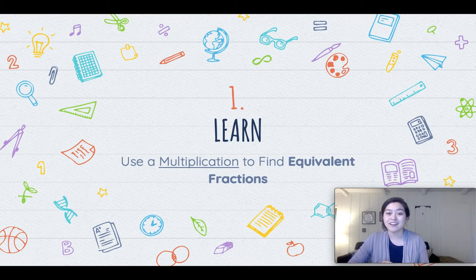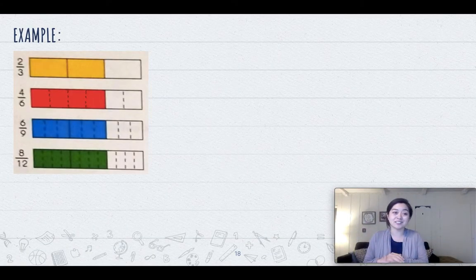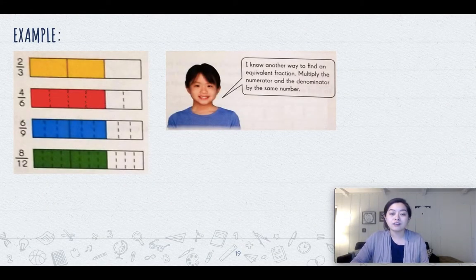All right. Now, instead of just using the bar model, we're going to also use multiplication to help us find equivalent fractions. Let's look at the example that we just did. Now, there's another way to find an equivalent fraction. Multiply the numerator and the denominator by the same number. Let's see what this friend here is talking about.